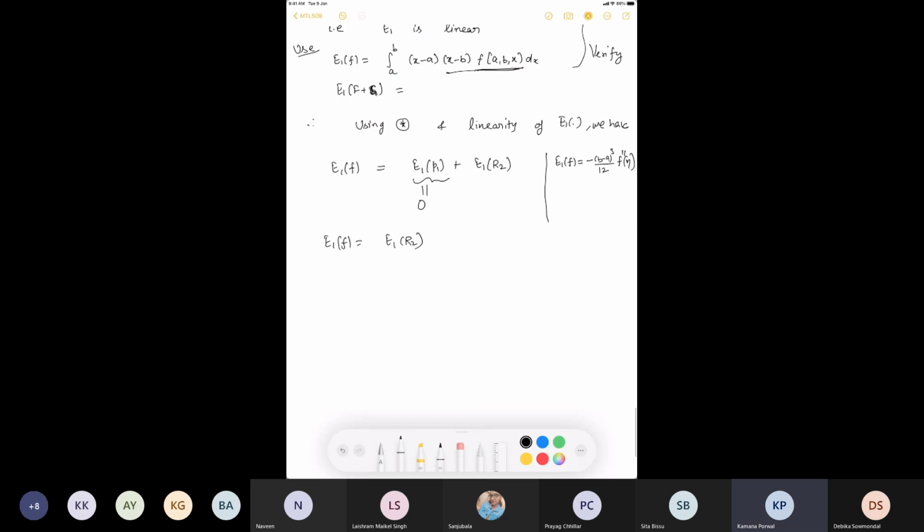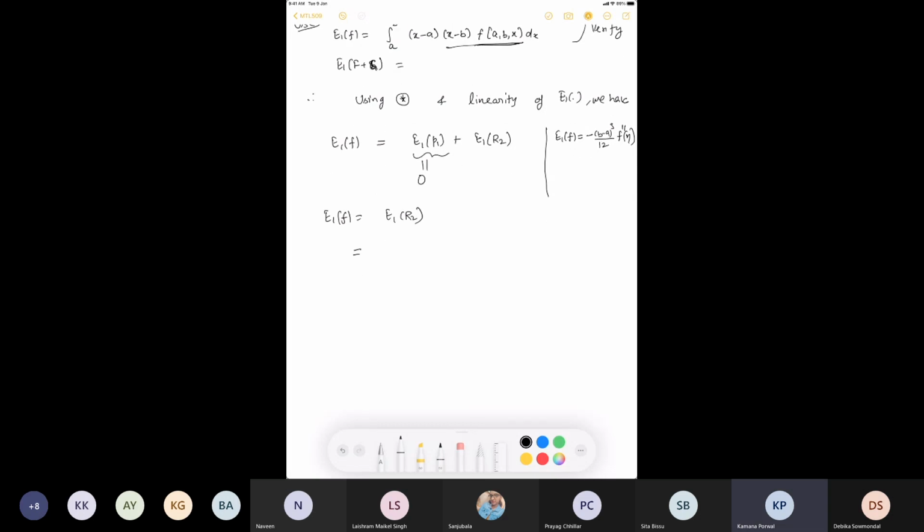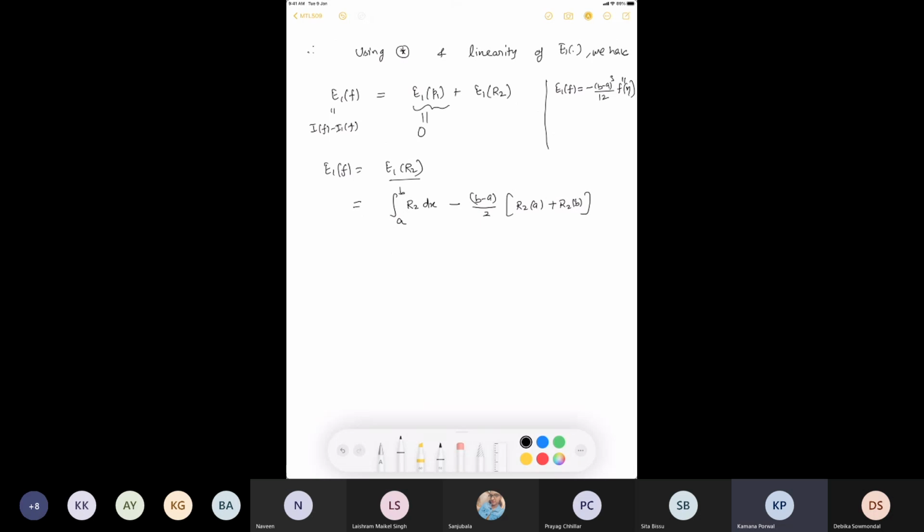And now I am going to use the actual definition of this error. E1 is nothing but I f minus I1 f. Right? So I'm going to use this here. So this is going to be I of R2, which is the integral from a to b of R2 dx, minus the approximate value using the trapezoidal rule, which is (b minus a) divided by 2 times R2 evaluated at a plus R2 evaluated at b. So is it okay so far?